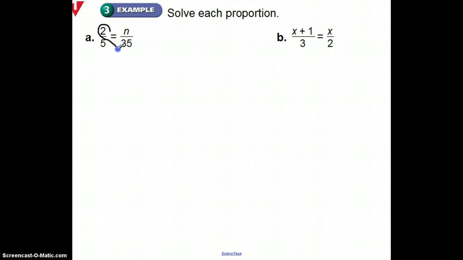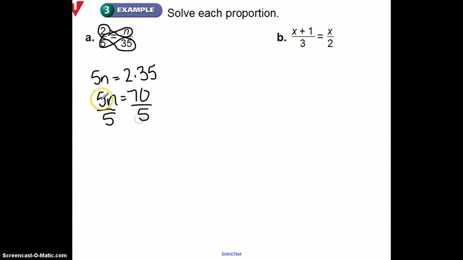Now this is cross multiplying, so it's going to be this times this. So 5n equals 2 times 35. So 5n equals 70, because that's of course 2 times 35. Divide by 5. Oops, I get n equals 14. What the heck? Hang on, I'm going to be OCD about this and fix it.